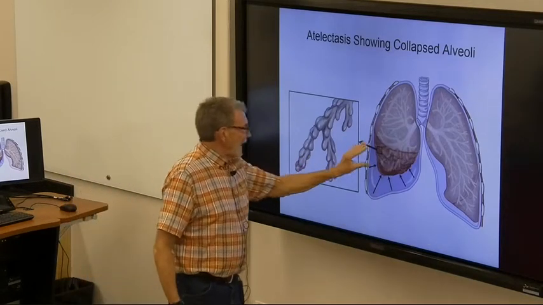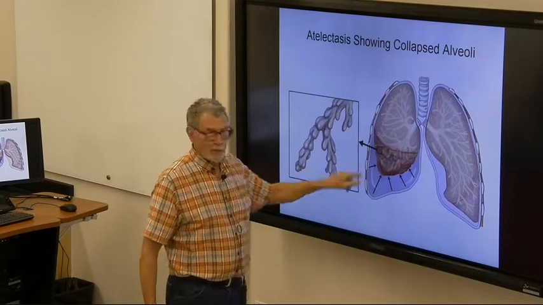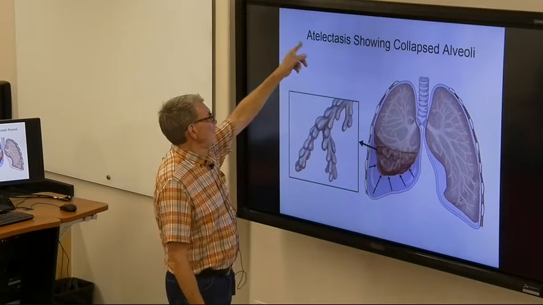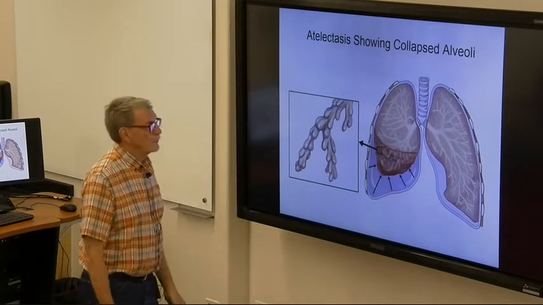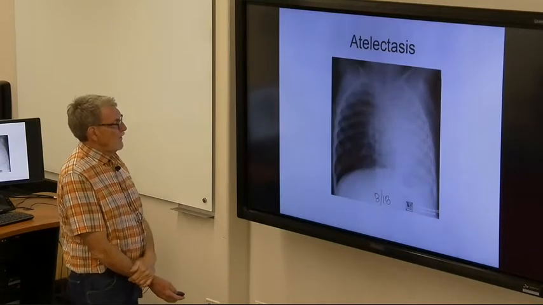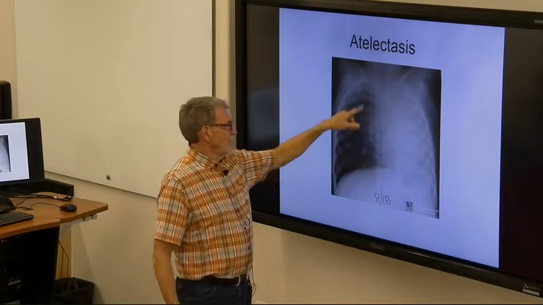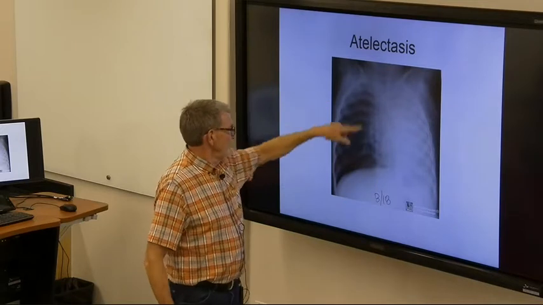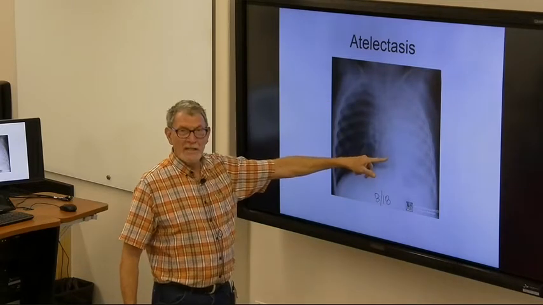Atelectasis, lack of ability to inflate a part of the lung. Atel, not enough inflation. Atelectasis, that's over here. This one's open. This one isn't inflating.